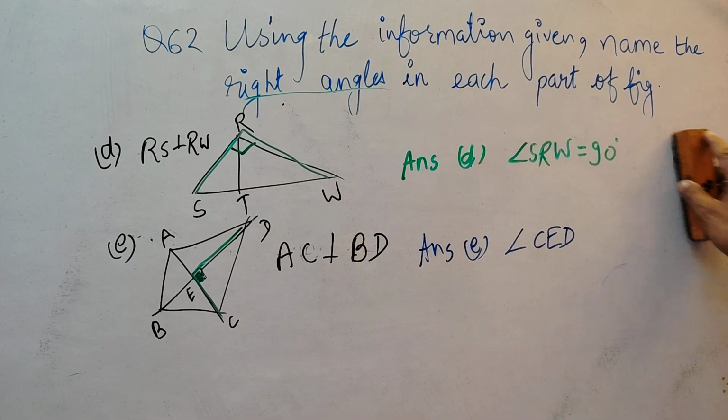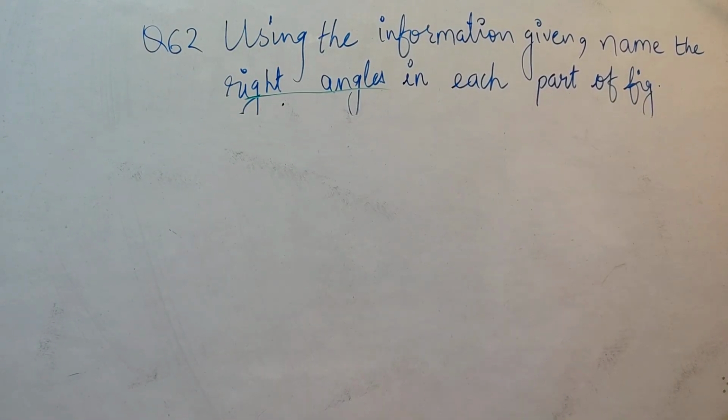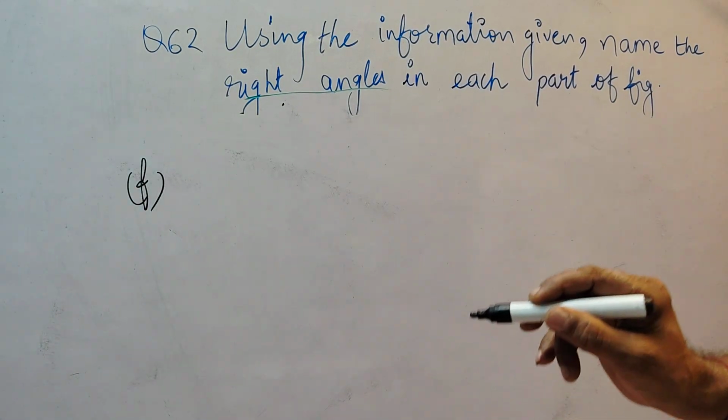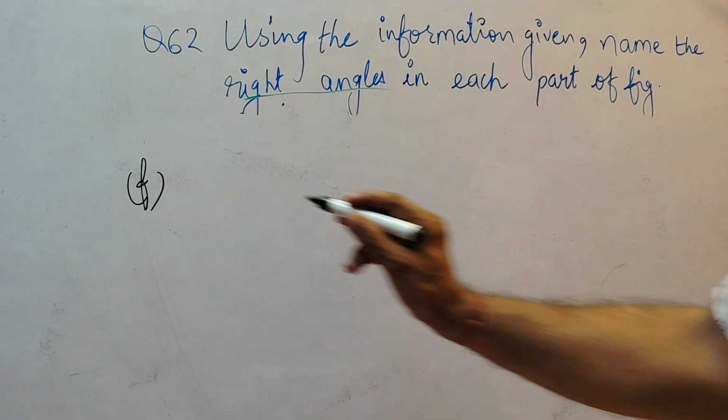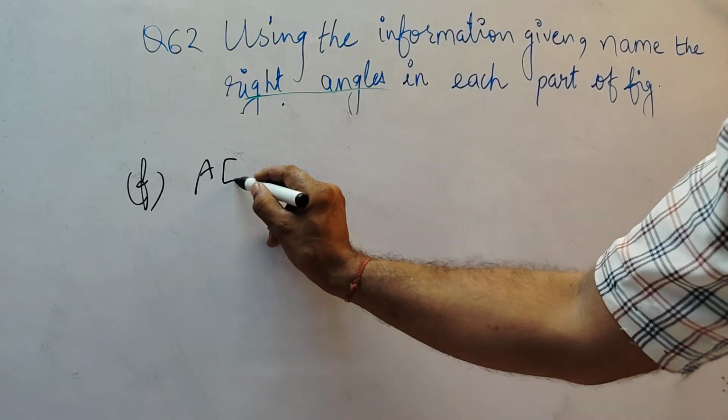Next, F part. The figure is given, first AE perpendicular to CE.